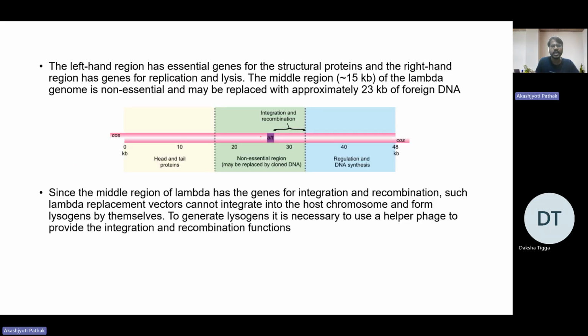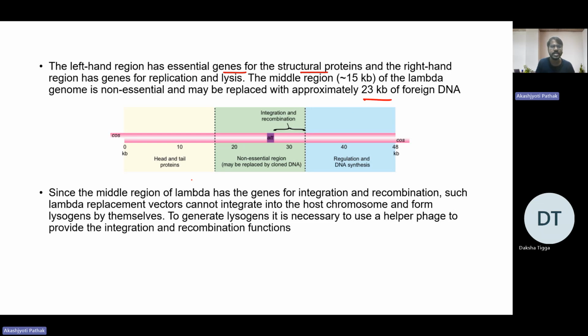Now if you see the structure of the lambda phage DNA, the two ends have cos sites, which are required for circularization, as we just understood. Other than that, it has a left end, a middle region, and a right end. The middle portion of the DNA is a non-essential region, and it is this region where we can clone our gene of interest. The left region has essential genes for structural proteins, and the right-hand region has genes for replication and lysis. But the middle region of the lambda genome is non-essential and may be replaced with approximately 23 kb of foreign DNA.